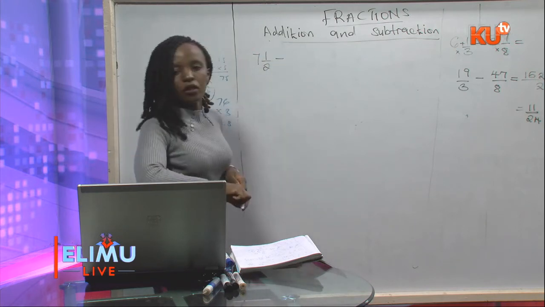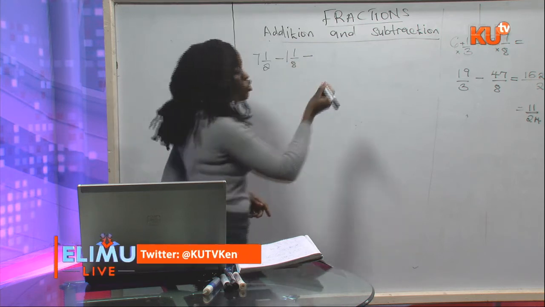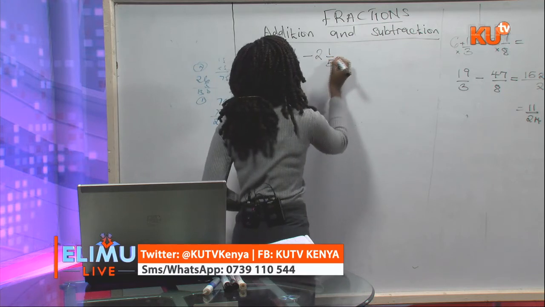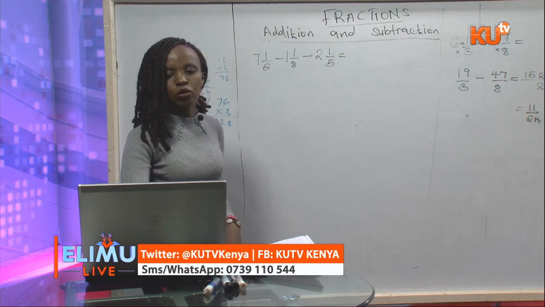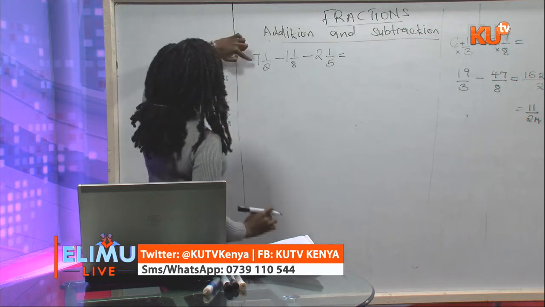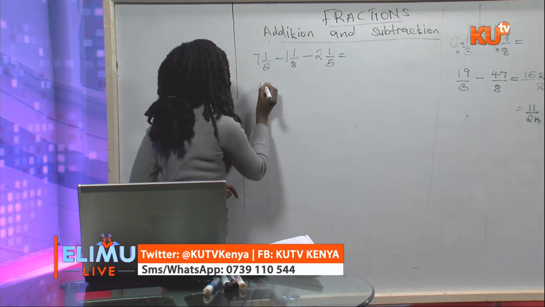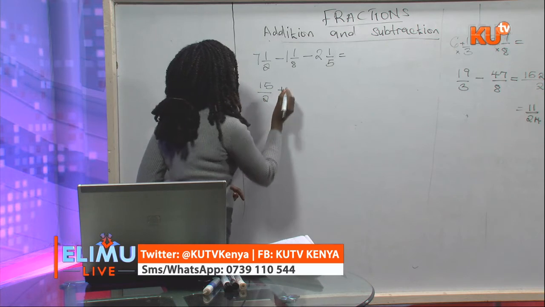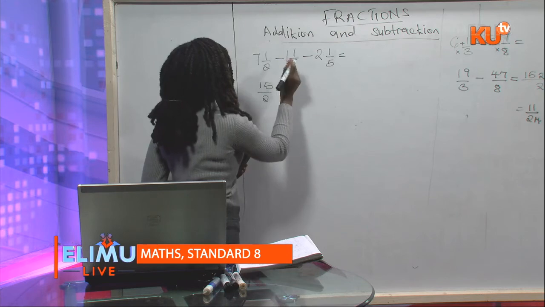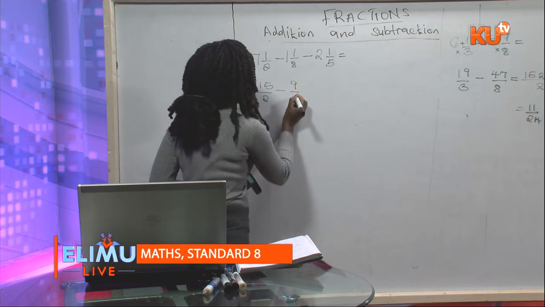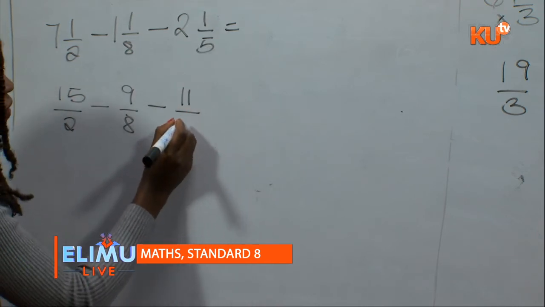7½ minus 1⅛ minus 2⅕. So we start by changing those mixed fractions to improper fractions. 7 times 2 is 14, 14 plus 1, we get 15/2, minus 1 times 8, 8 plus 1, 9/8, minus 2 times 5, 10 plus 1, 11/5.